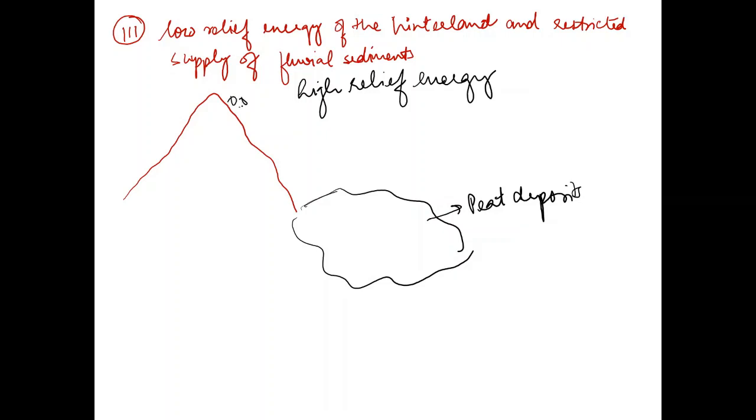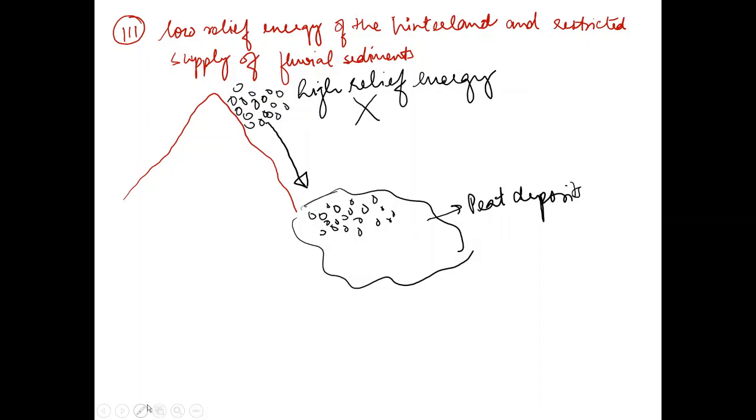So all this sedimentary material will come down very fast and will start to get deposited over the peat deposit. So high relief energy is not good for the formation of thick peat deposits.